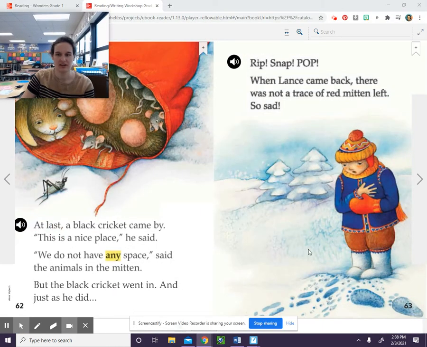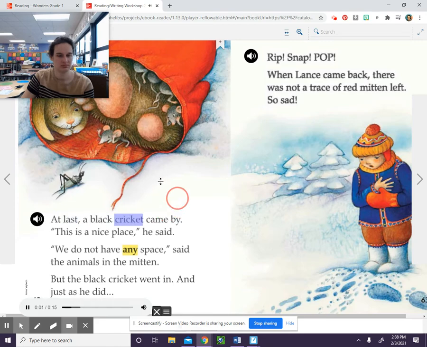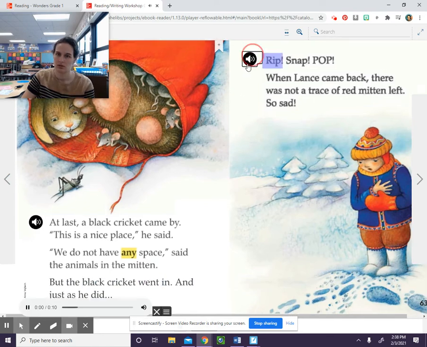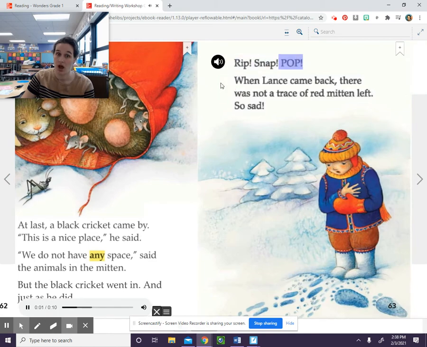Well, if we look here, let's listen. At last, a black cricket came by. "This is a nice place," he said. "We do not have any space," said the animals in the mitten. But the black cricket went in, and just as he did, rip, snap, hop. When Lance came back, there was not a trace of Red Mitten left.